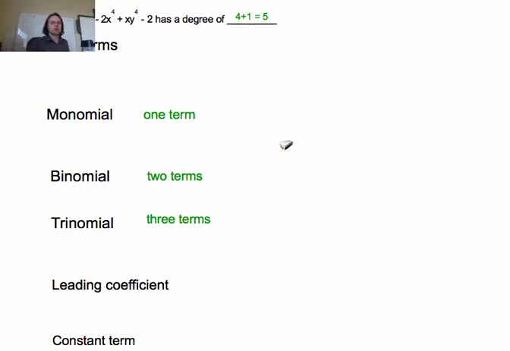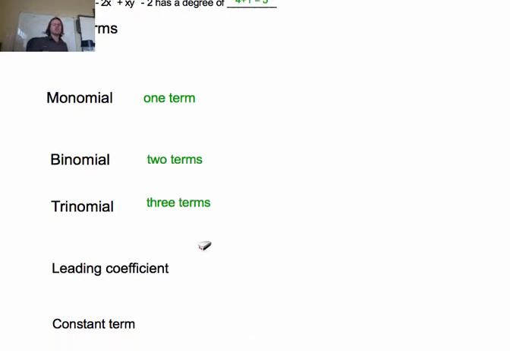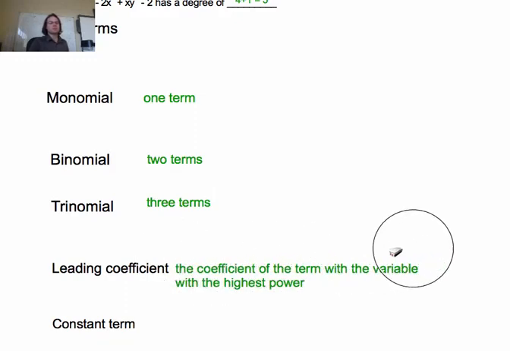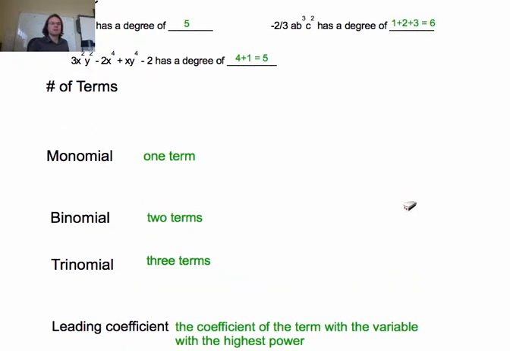Next one here says leading coefficient. So what is the leading coefficient? The leading coefficient is the coefficient of the term with the highest power. For this one here, the leading coefficient is 1, because my number in front is a 1. For this one, my leading coefficient is negative 2 divided by 3, and this one has a leading coefficient of 2. This one here, the leading coefficient is not 3, because that's only to the power of 4. That's not the highest power, so my leading coefficient will be 1.